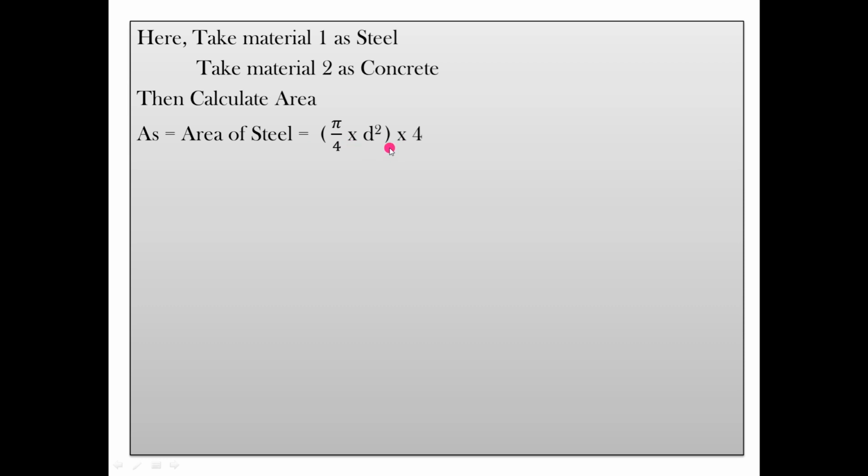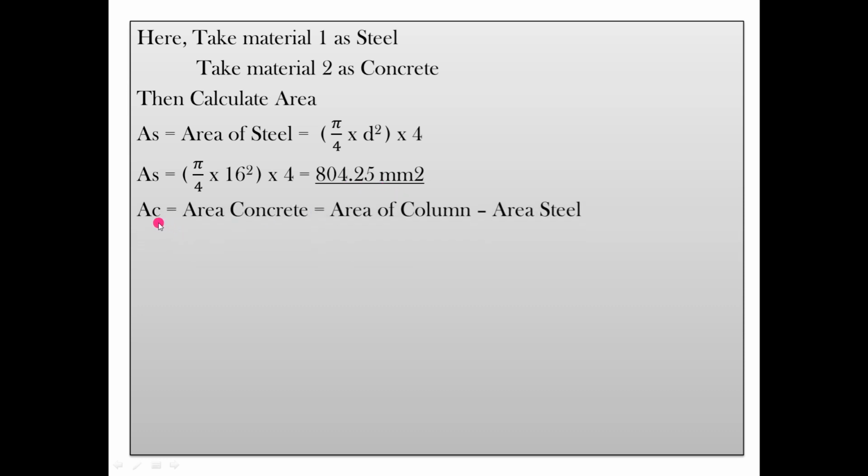Then A_s is equal to pi by 4 into 16 square into 4, that is the diameter is 16 mm, here inserted pi by 4 into 16 square. This is only for one bar, then we multiply by 4, then we get the area for all steel bars, which is 804.25 mm square. This is the area of steel for 4 bars. Then area A_c, the area for concrete, is equal to area of column minus area of steel.